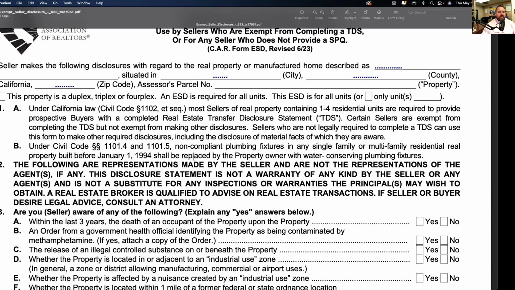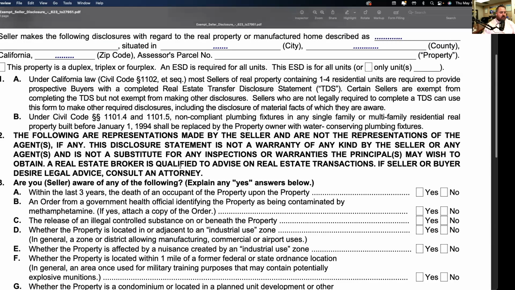Non-compliant plumbing fixtures in any single-family or multi-family residential real property before January 1st, 1990 shall be replaced by the property owner with water-conserving plumbing fixtures. That's it. They're just saying that they should be. And you guys can negotiate that in your contracts. The following are representations made by the seller and are not the representations of any agents, if any. This disclosure statement is not a warranty of any kind, just like the SPQ stated before, right?